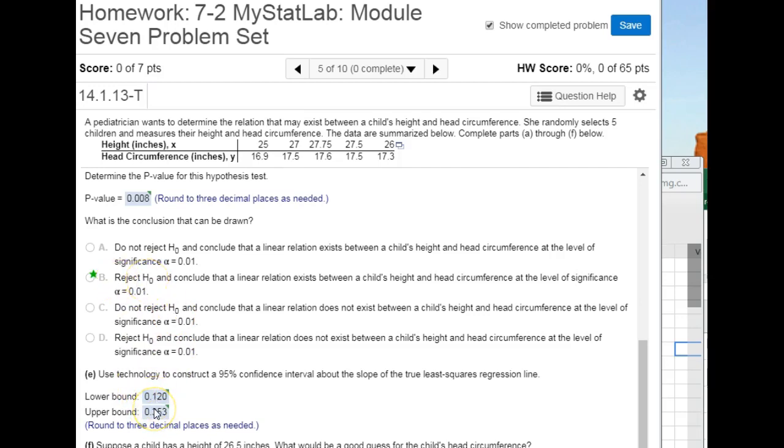Because this interval does not contain 0, there's evidence that the slope here is actually a positive value somewhere within this range, and that these two variables, x and y, are correlated.